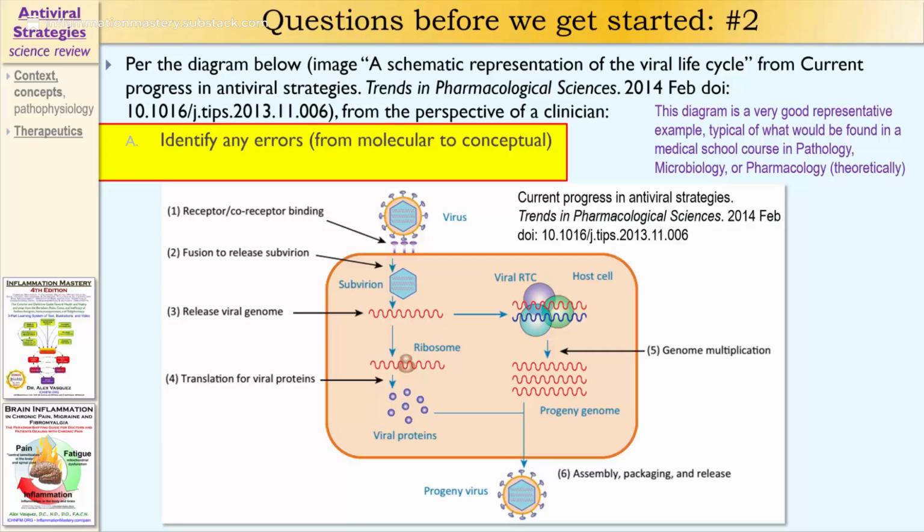So anyway, let's take a look at this. Identify any errors. Let's assume that the diagram is factually correct, but what else is missing? If this is how we're going to see viral infections, what is missing from this story, if anything?